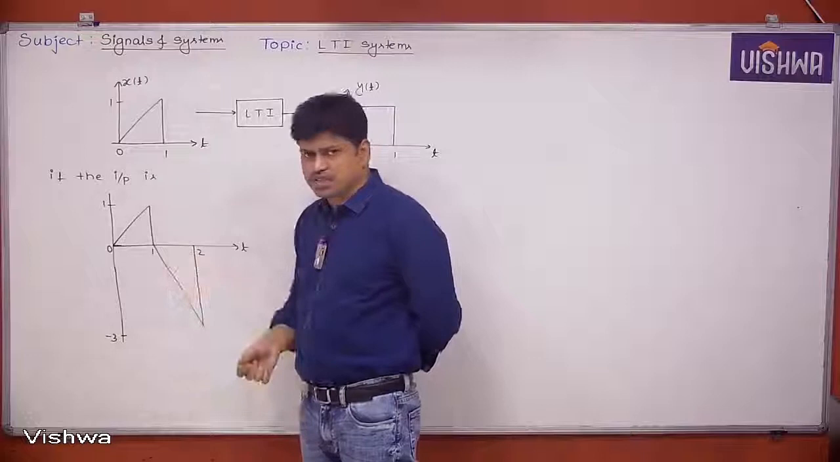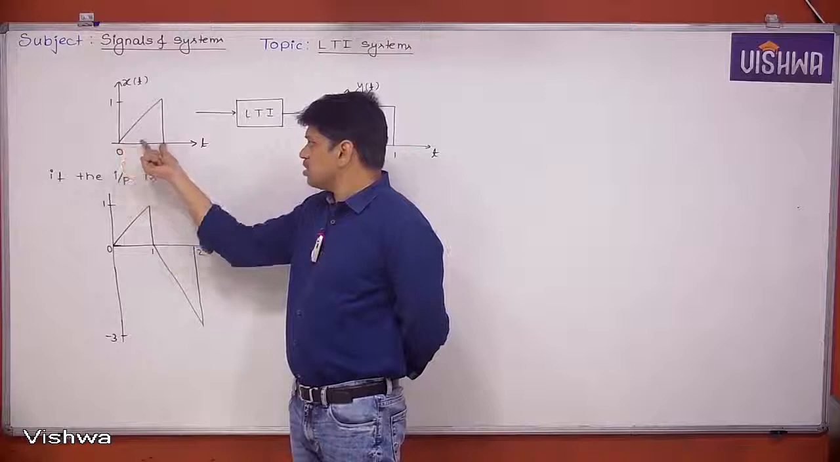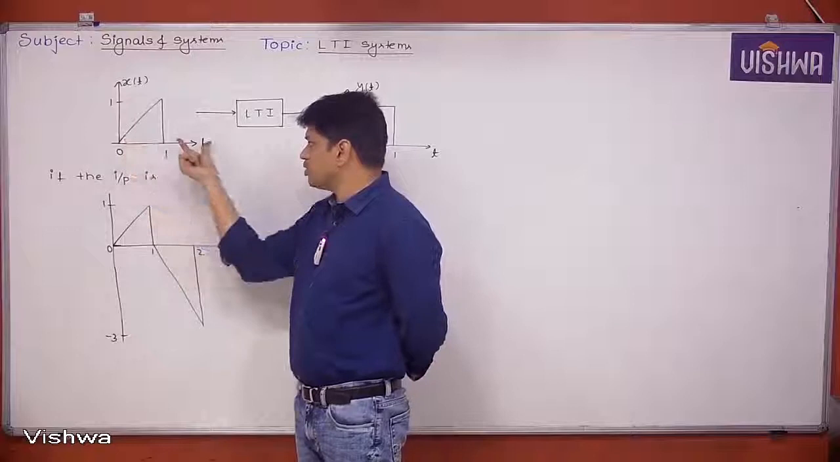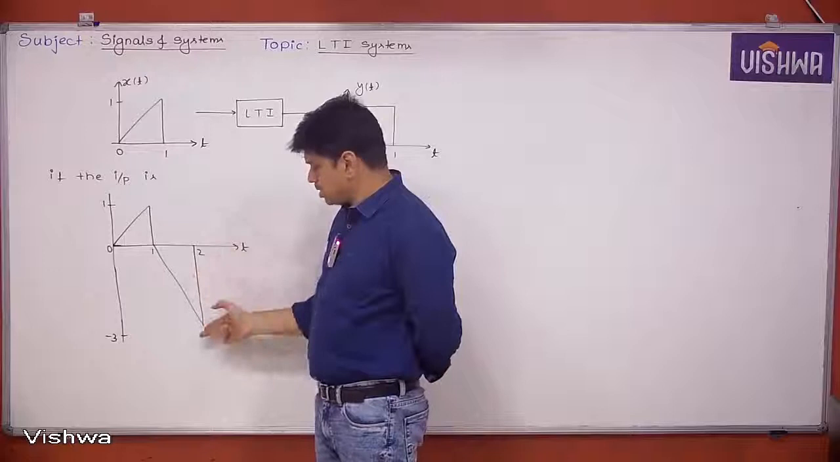And next, if you shift this x of t by 1 unit, that means if you delay x of t by 1 unit, it comes like this. Once it comes like this, if you multiply with minus 3, you are going to get this one.